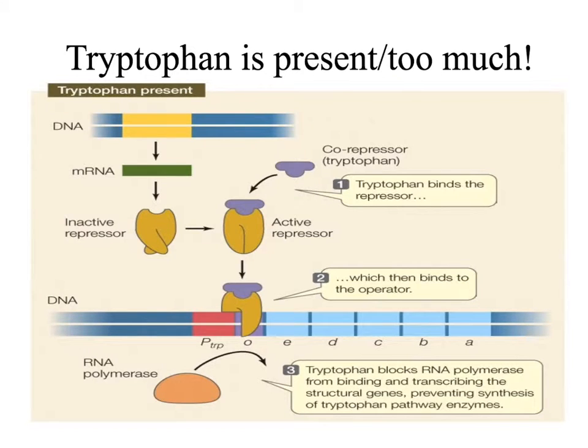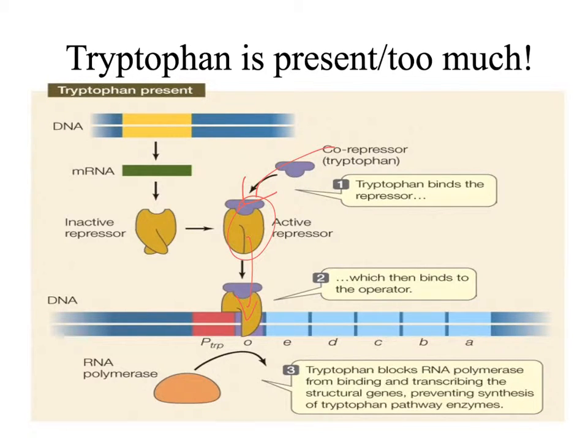So everything's going great until now we have too much tryptophan. There's too much present, way too much. So we need to control it. We need to stop. So DNA is going to make our mRNA, and we still have our inactive repressor there. However, tryptophan is present. This tryptophan, which is called a co-repressor, is going to bind to the repressor. And when it binds, the repressor becomes active, and now that active repressor can bind to the operator.